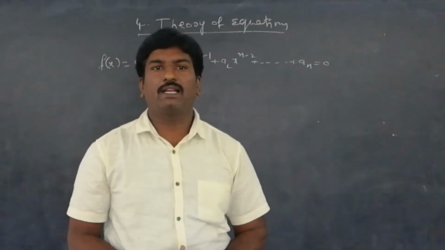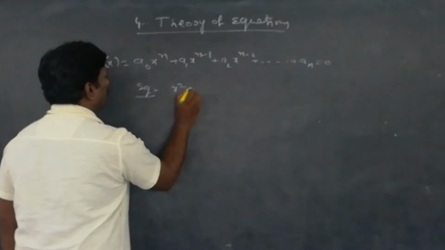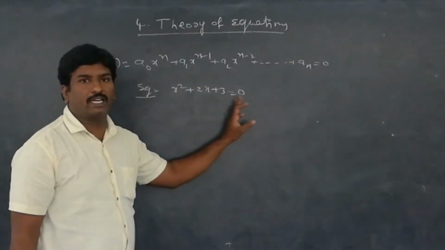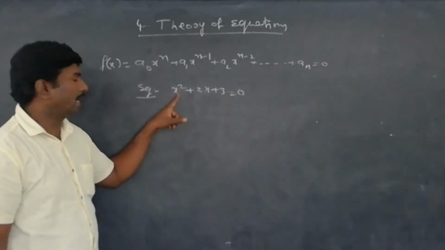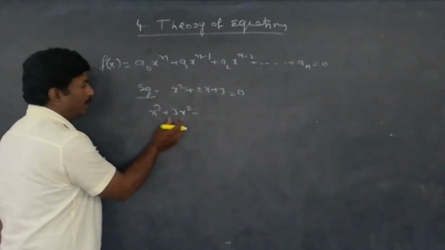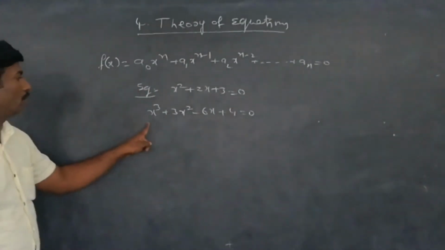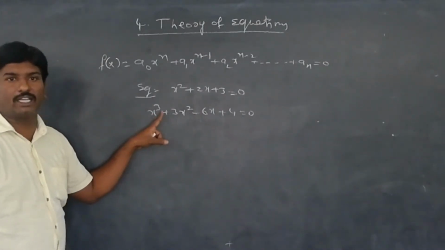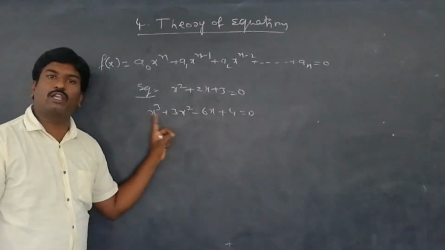For example, x square plus 2x plus 3 equal to 0 is a quadratic equation. Here what is the leading coefficient? The x square coefficient is 1, so it is called a monic quadratic equation. x cube plus 3x square minus 6x plus 4 equal to 0 is a monic cubic equation. Here the highest degree is 3, so it is called a cubic equation. When the leading coefficient is 1, it is called a monic cubic equation.